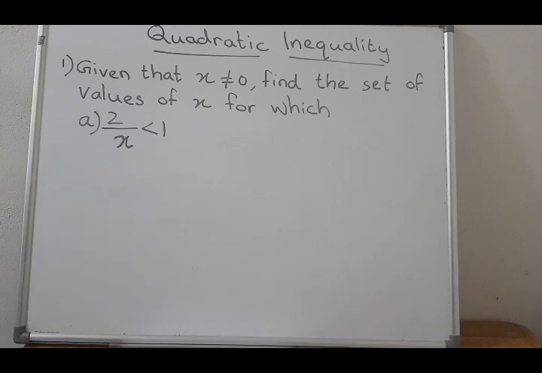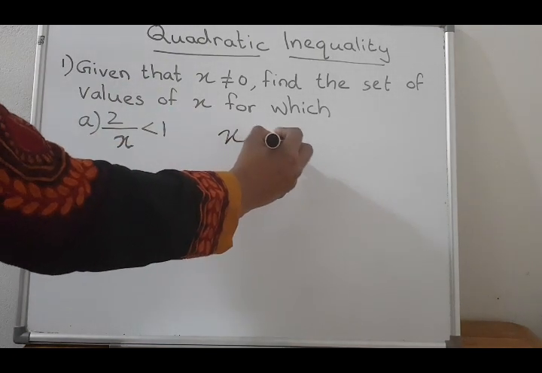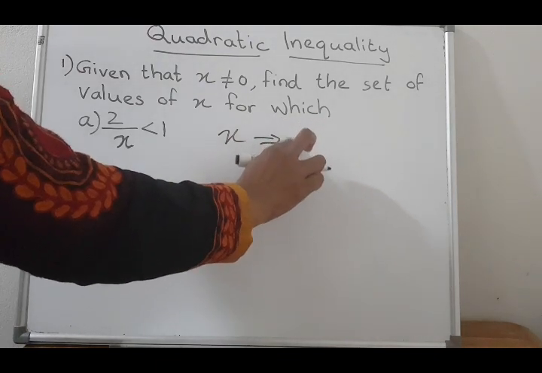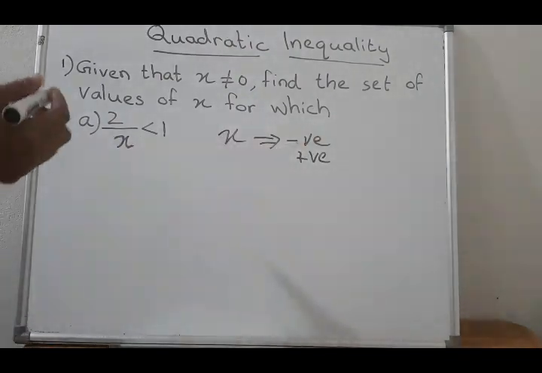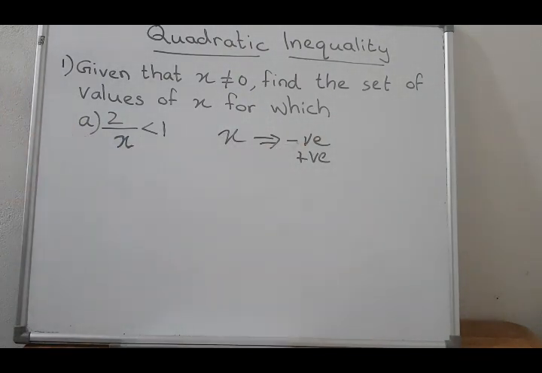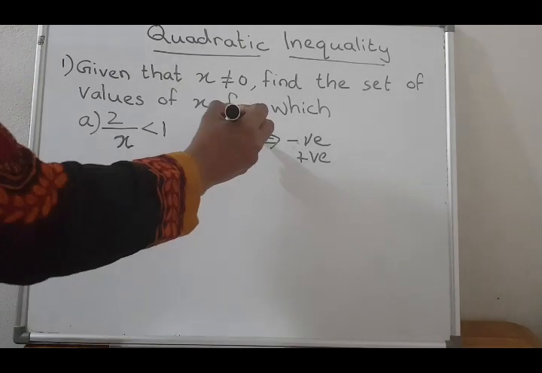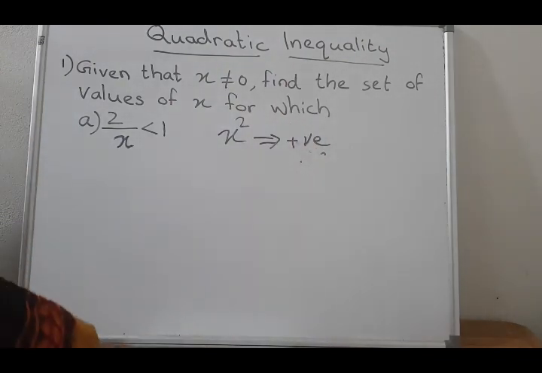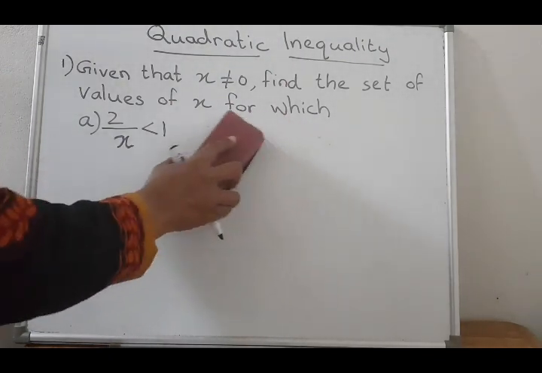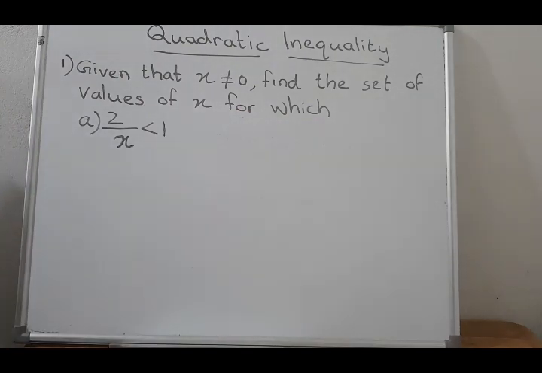First, let's multiply both sides of the inequality by x square. So why are we multiplying by x square? Why can't we multiply with x? You see, x can be negative or positive. If x is negative, that will reverse the inequality. To avoid this, we are multiplying by x square. X square is always positive.